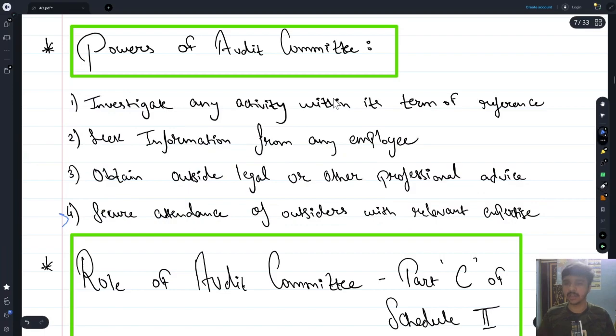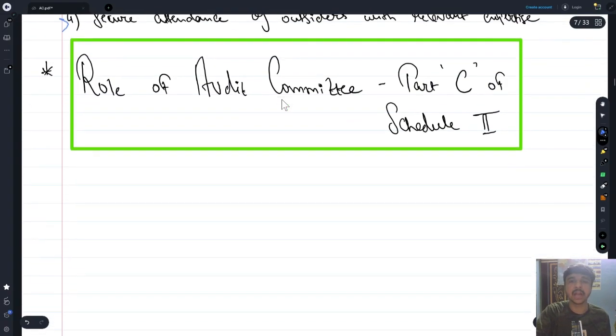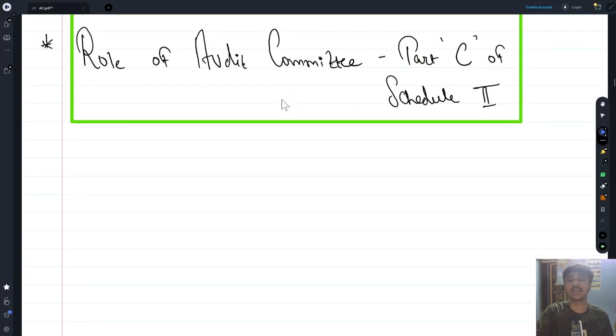Now till this moment, there was nothing as such that we need to learn, that we need to be a parrot about, right? A parrot. Okay, so there's nothing like that till now. That's why there's no shortcut. We have used it. Okay, now what is the role of the audit committee?